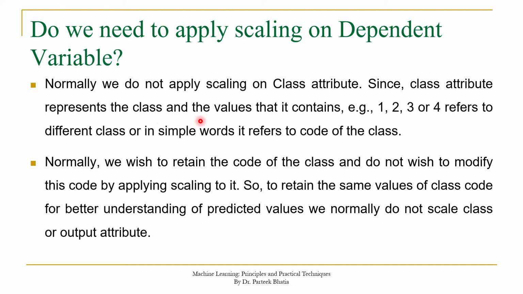So normally we don't apply scaling on class attribute because class attribute represents the class and the value it contains actually refers to the classes, or it's simply the code which is given to the class. In our case we have a binary classifier, so we have values as 0 and 1. So actually these are the codes. If you have a problem of multi-class classification, then you may have values like 1, 2, 3 or 4. These are actually the codes given to different classes.